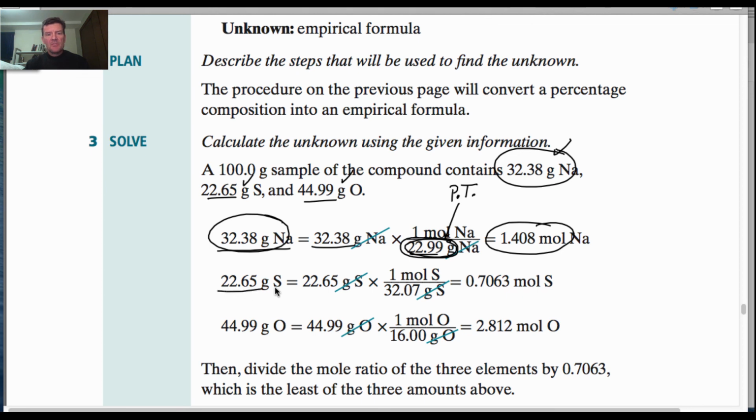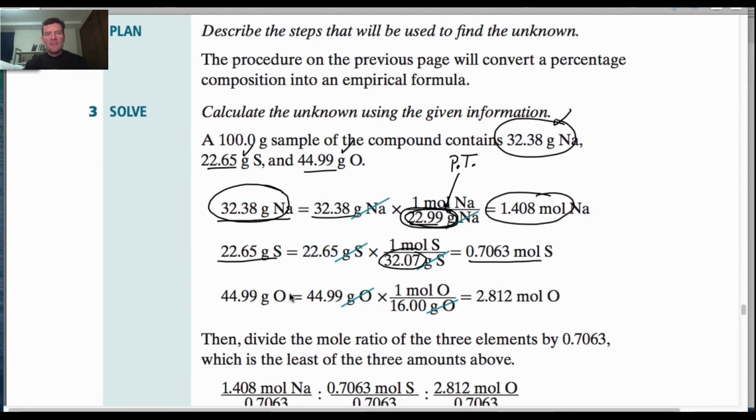Do the same thing for sulfur. Dividing by its molar mass, this is how many moles of sulfur we have. Do the same thing for oxygen, dividing by the molar mass of oxygen, and this is the number of moles of oxygen.